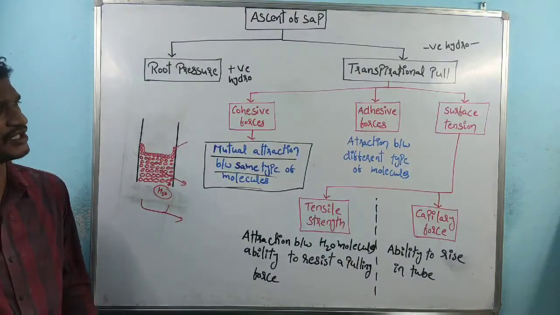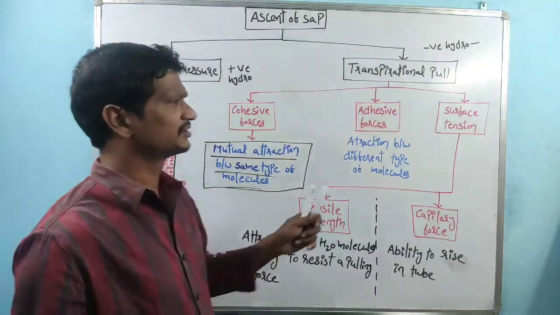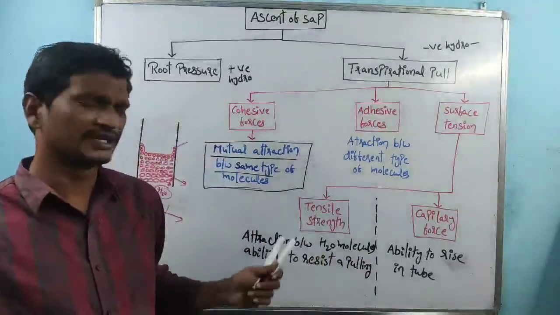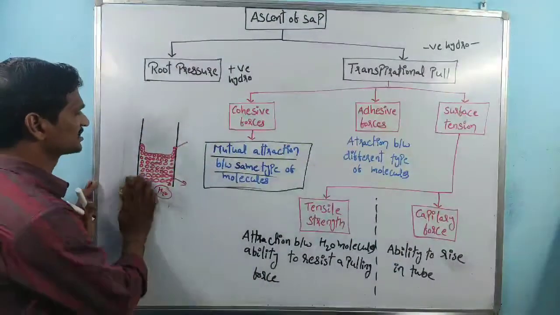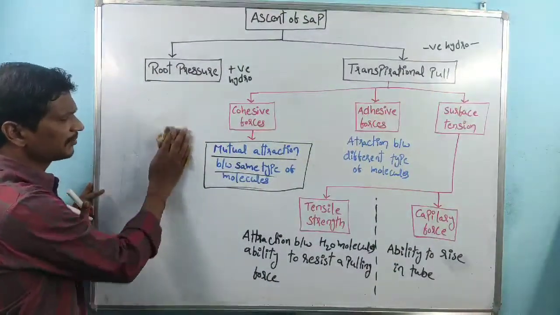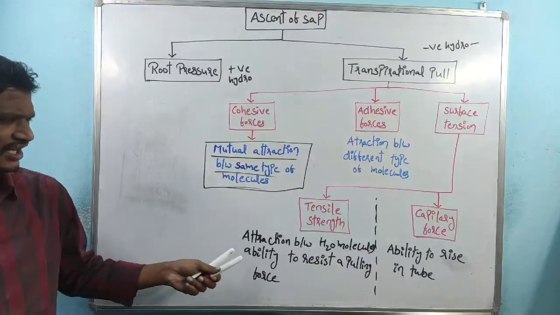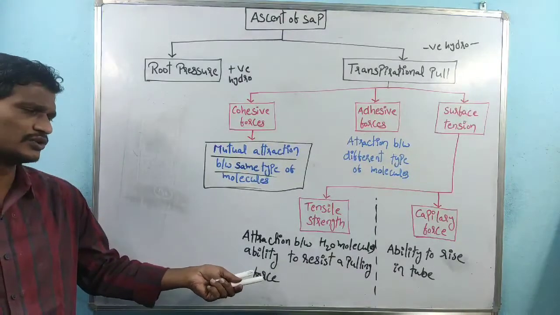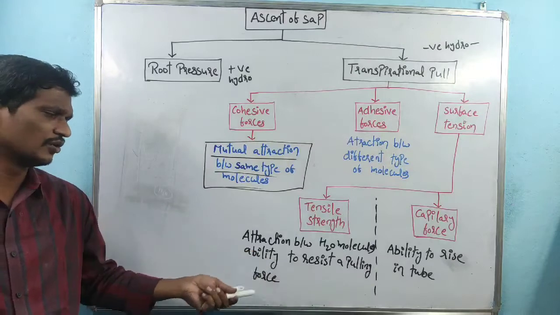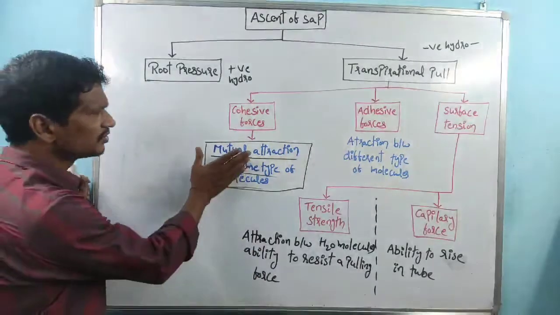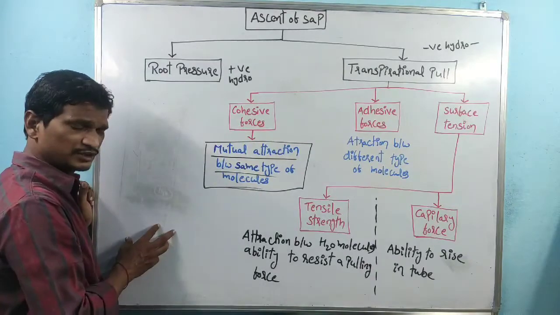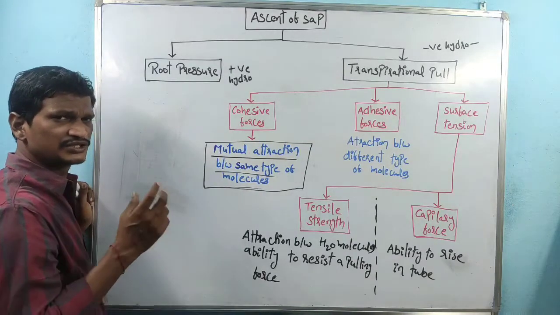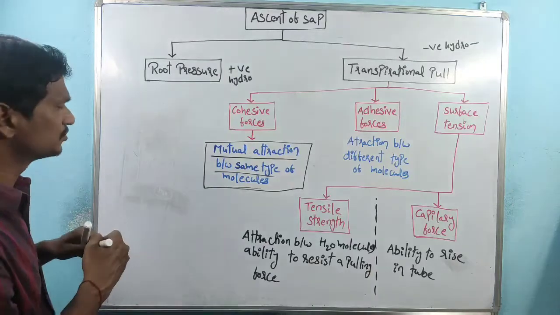And the last one is surface tension. Within surface tension, there is tensile strength and capillary force. Tensile strength is the attraction between the water molecules, the ability to resist pulling force. This is also like cohesive forces, but this one is especially giving resistance to pulling force.